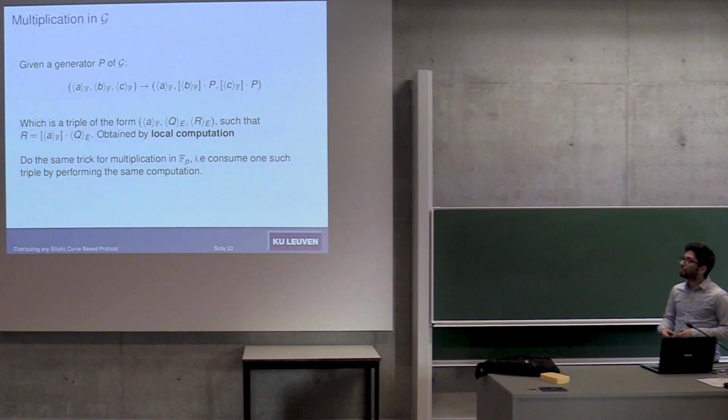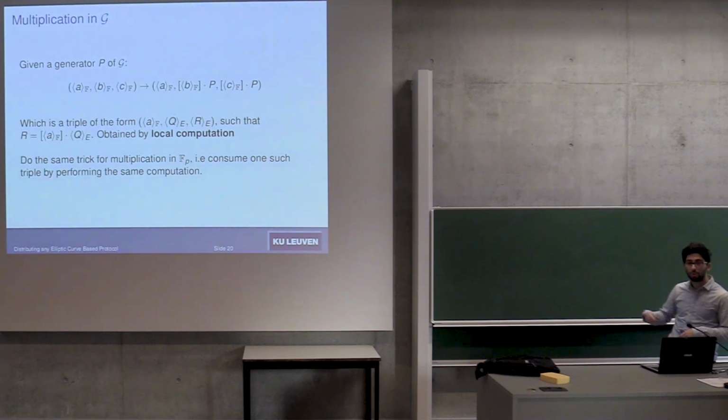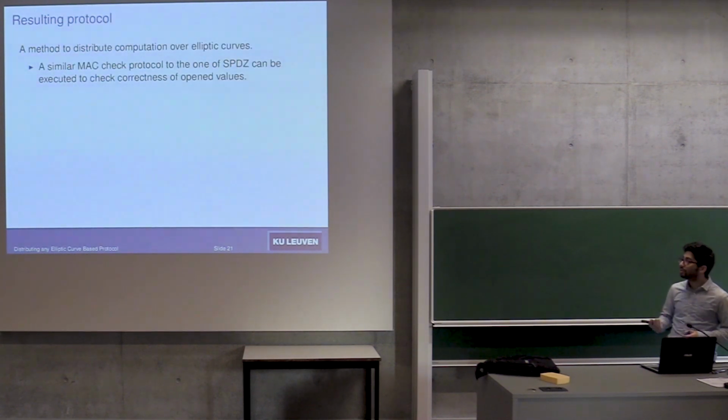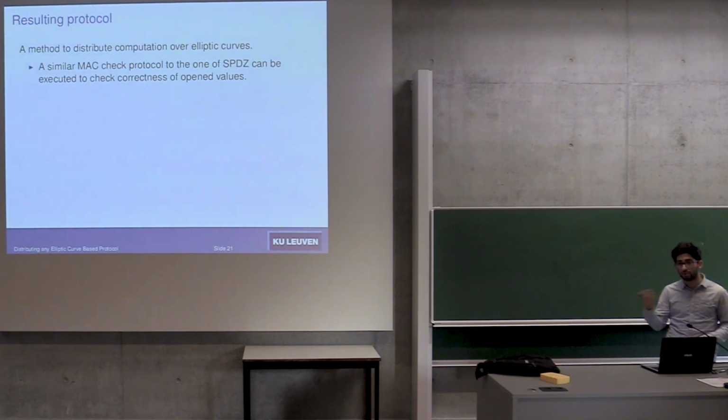And then once we have such triples, we can do multiplication the same way we did it in SPDZ, by doing the same computation that will require one round of communication. And so the resulting protocol is a protocol by which you can essentially distribute an elliptic curve protocol. And the thing that I didn't define is the MAC check protocol, but we can easily define a similar MAC check protocol to SPDZ, and it will work for the same reason that made the one over SPDZ work.